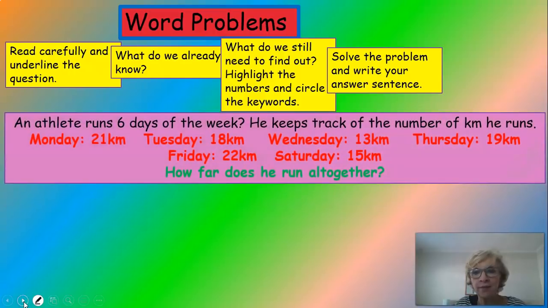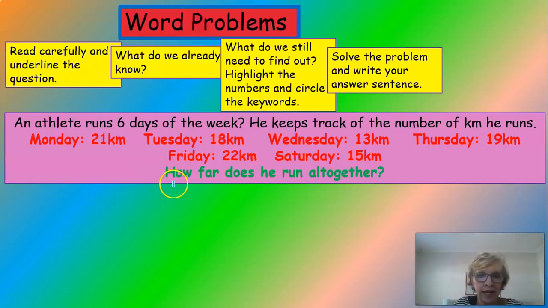So here comes our problem, right? Well, yes, our word problem. An athlete runs 6 days of the week. So Sunday, the athlete has a rest. He keeps track of the number of kilometers he runs. On Monday, he runs 21 kilometers. Tuesday 18, Wednesday 13, Thursday 19, Friday 22 kilometers, and Saturday 15 kilometers. How far does he run altogether?